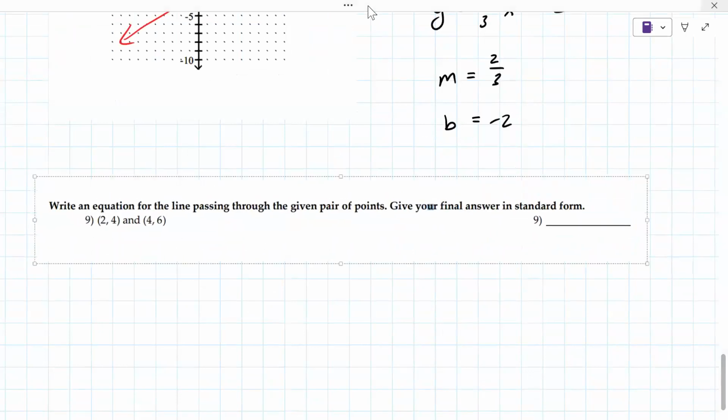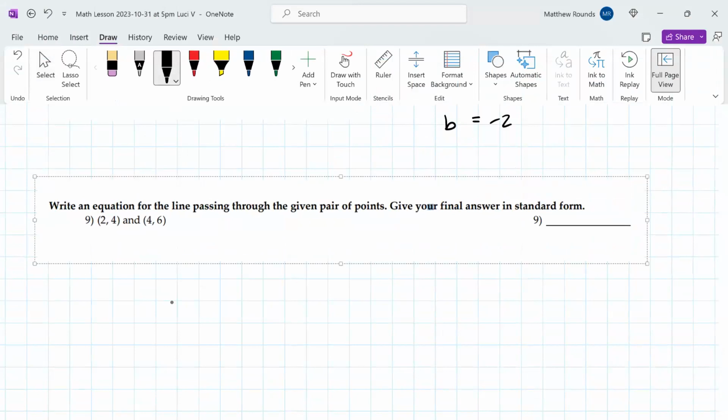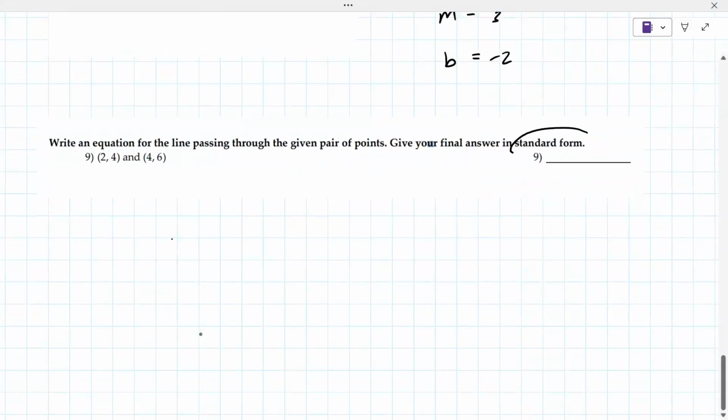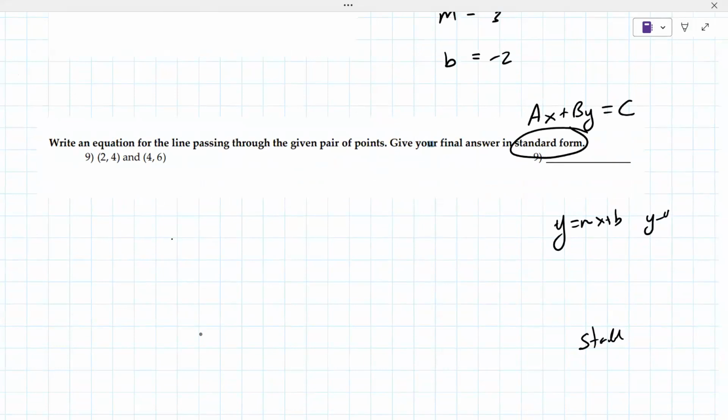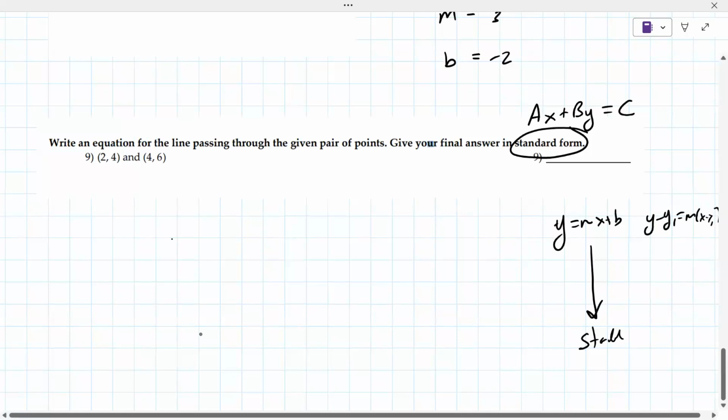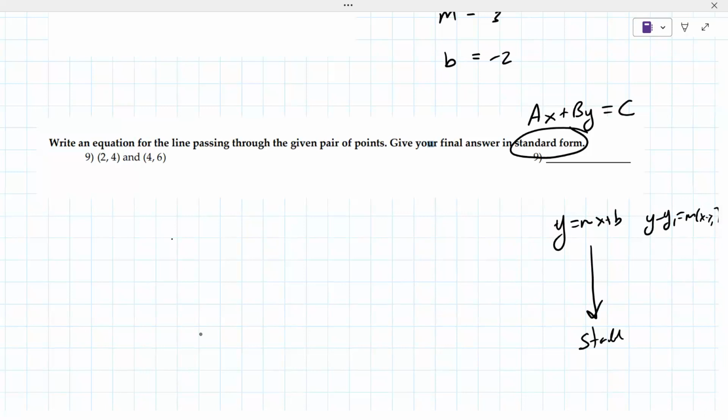Okay, here we go. It says to write an equation of a line passing through the given pair of points, and it wants it in standard form. So standard form is the AX plus BY equals C form. But you cannot go directly to that. So to get to standard form, you either start in Y equals MX plus B form, or Y minus Y1 equals M times X minus X1. We'll probably just use this one because that's the more common one. Is that okay? Yeah. So we first need to find the slope.